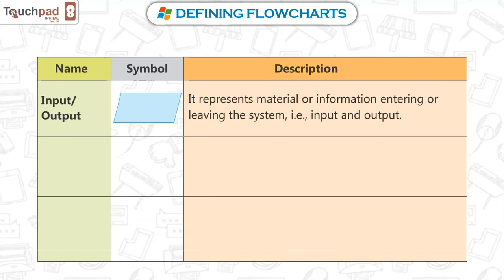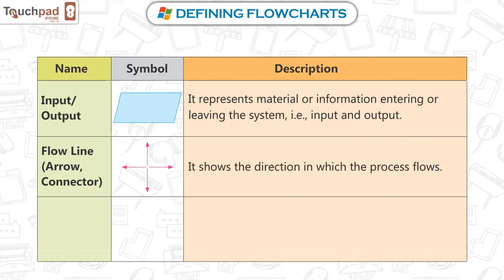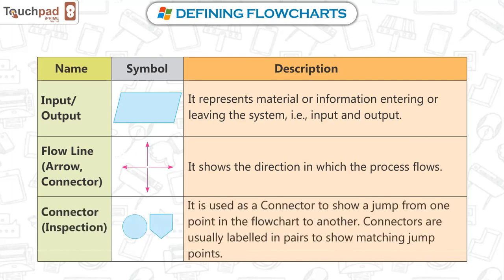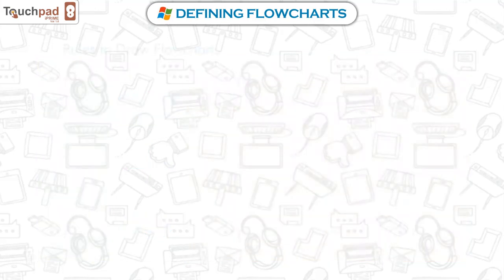Input/output. It represents material or information entering or leaving the system, that is, input and output. Flow line (arrow). It shows the direction in which the process flows. Connector (inspection). It is used as a connector to show a jump from one point in the flowchart to another. Connectors are usually labeled in pairs to show matching jump points.